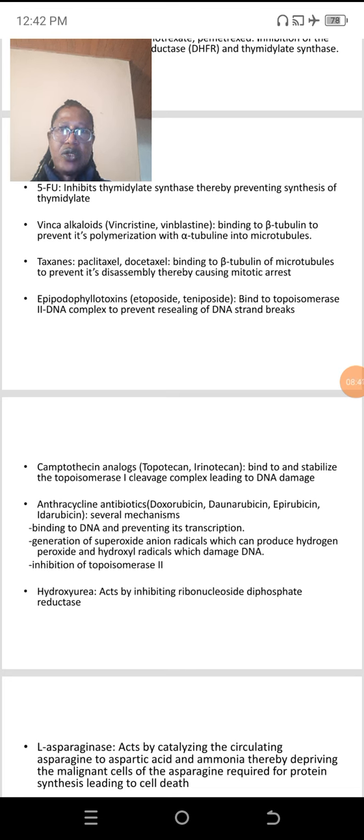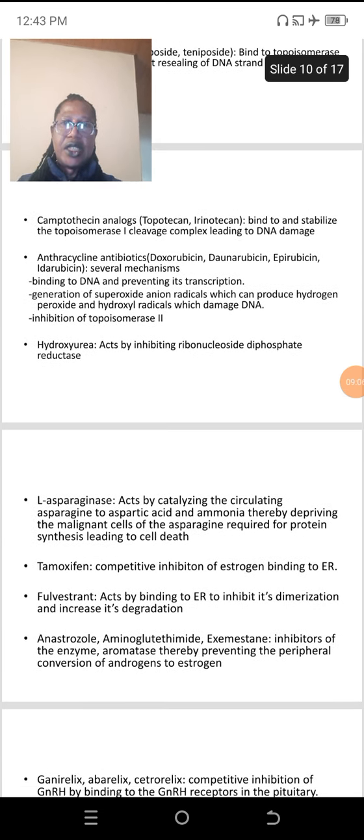1. By binding to DNA and preventing its transcription. 2. By generation of superoxide anion radicals, which can produce hydrogen peroxide and hydroxyl radicals, which damage DNA. And 3. By inhibition of topoisomerase II. Hydroxyurea, on the other hand, acts by inhibiting ribonucleoside diphosphate reductase. L-asparaginase acts by catalyzing the conversion of circulating asparagine to aspartic acid and ammonia, thereby depriving the malignant cells of the asparagine required for protein synthesis, leading to cell death.